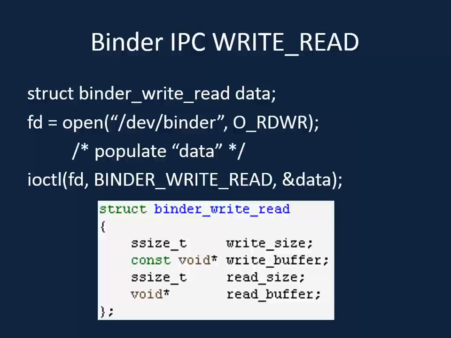And then once we send it and we receive a response back, the response is going to be in this read buffer with, once again, the read size. So if you're sending a message that doesn't necessarily need a response, it'll come back immediately, and this read size will be 0 because there won't be any return data. So if we create this data struct and we open up /dev/binder, read write, and then we populate this data with whatever we want to send, that's our message that we're sending out through binder. We call the ioctl with the file descriptor for /dev/binder, the binder write read, and then the data that we're passing in. And then this ioctl call will block until it comes back.